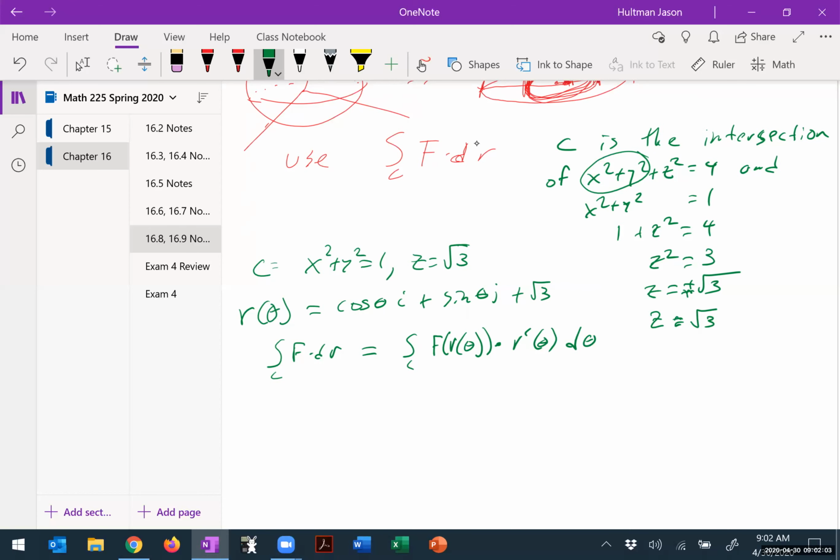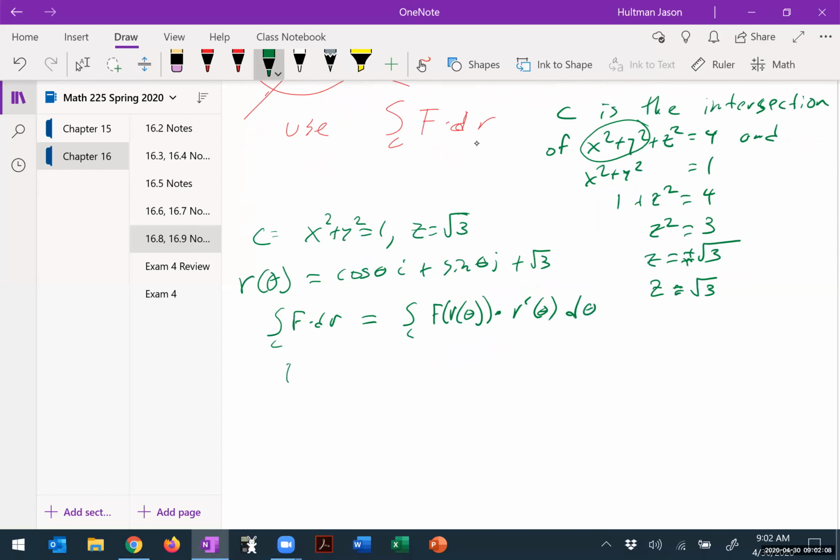Okay, so what is f in this case? What was f? If we go way back to our original, f was equal to xz i plus yz j plus xy k. So what is x in this case? x is cosine theta, y is sine theta, and z is radical 3, right?